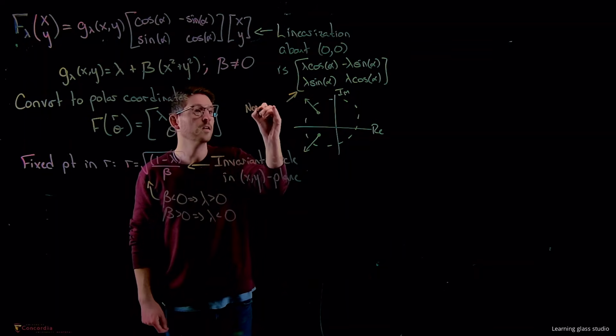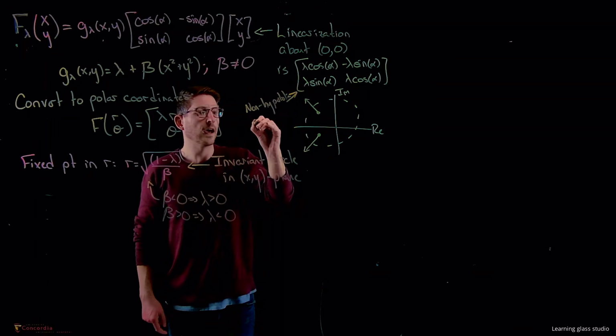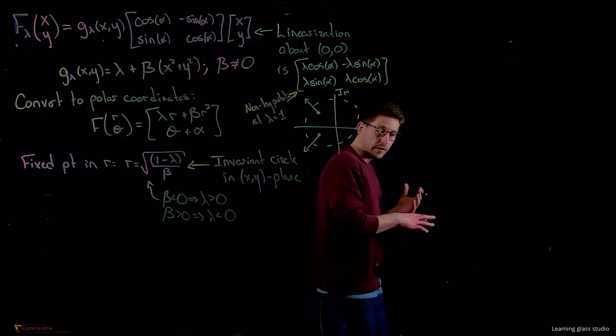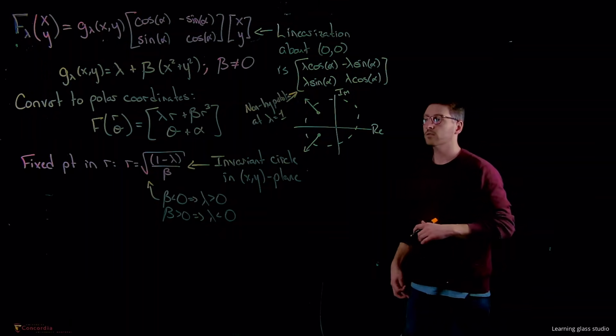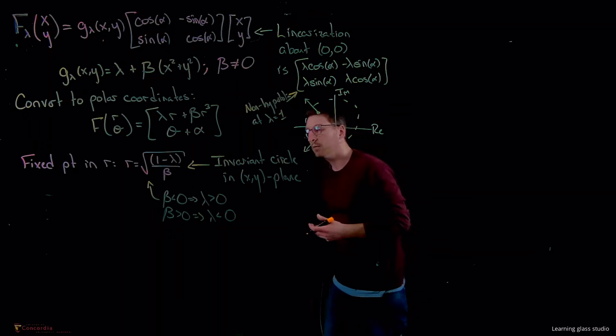So, non-hyperbolic at lambda equal to 1. When lambda is less than 1, when lambda is bigger than 1, this thing is hyperbolic. You can apply the stable manifold theorem, all of those results from the previous lecture. But when alpha is equal to 1, there is no hyperbolicity.